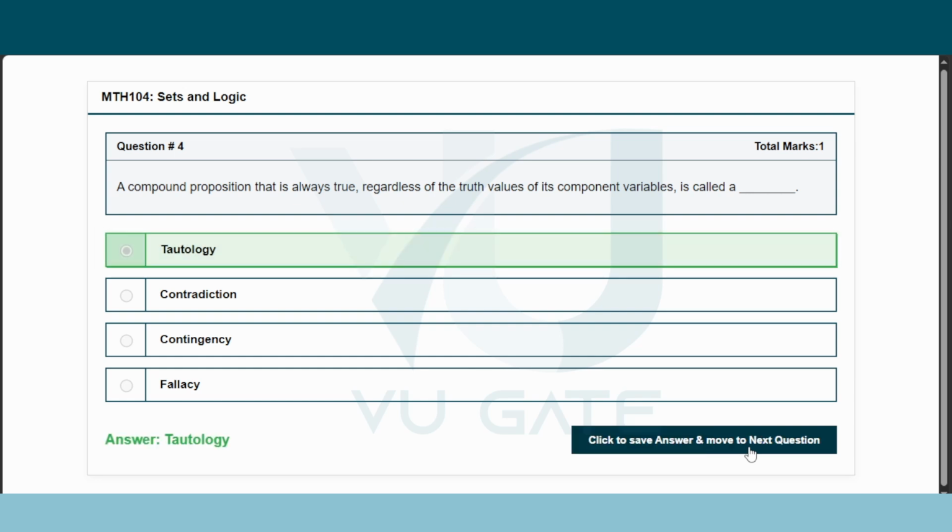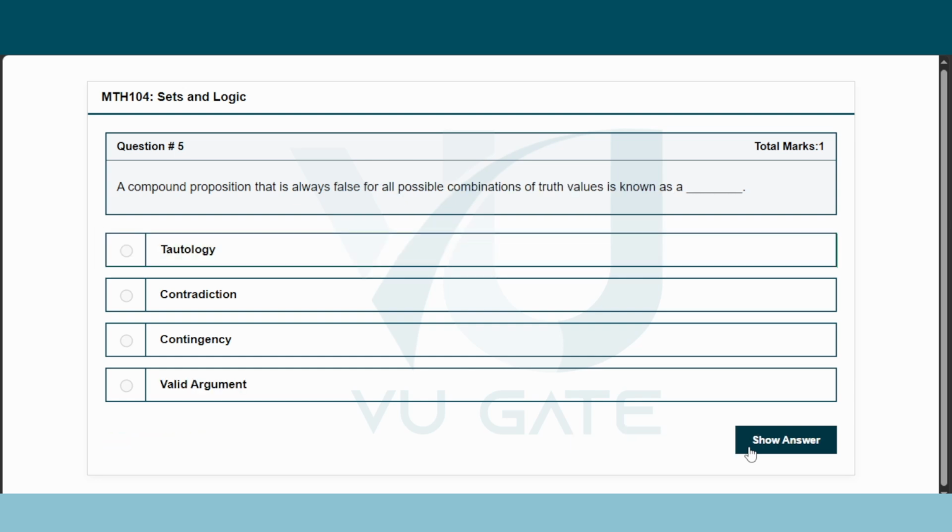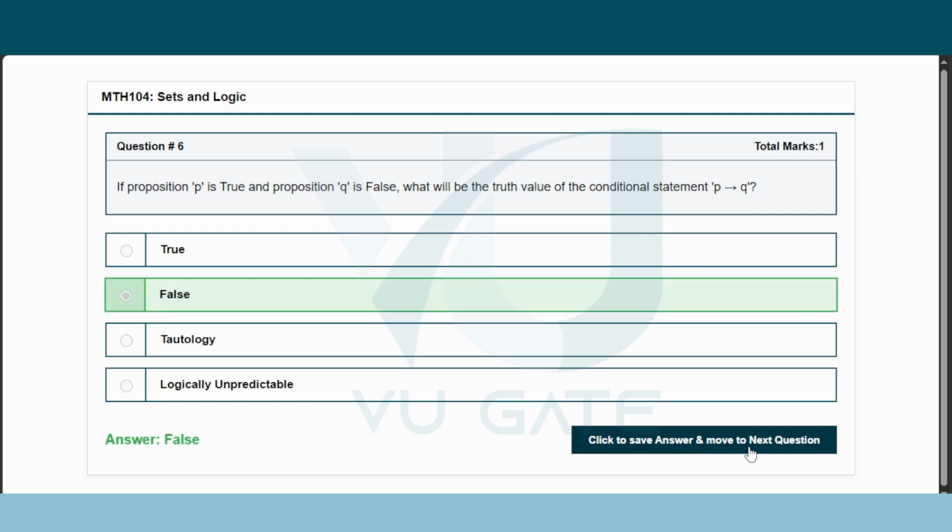Question number 5. A compound proposition that is always false for all possible combinations of truth values is known as a blank. The correct answer is contradiction. Question number 6. If proposition P is true and proposition Q is false, what will be the truth value of the conditional statement P implies Q? The correct answer is false.